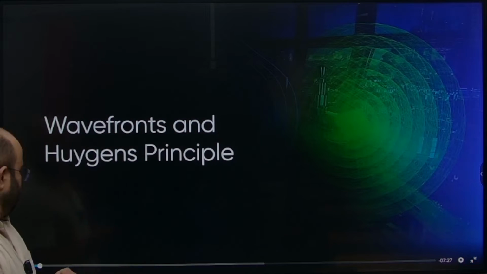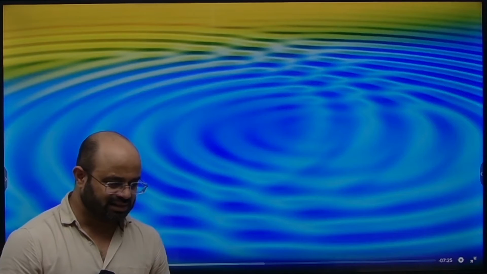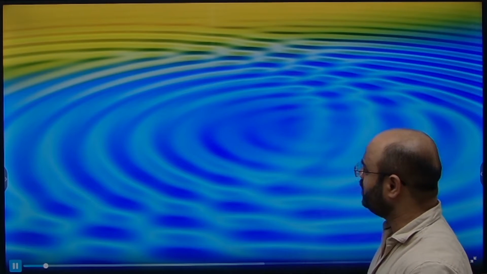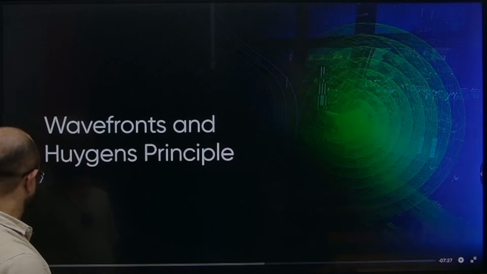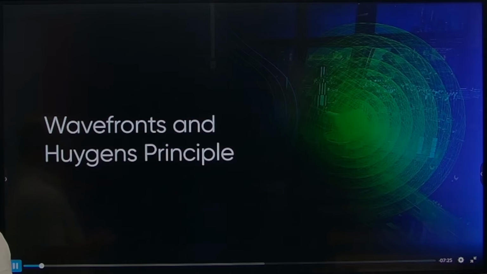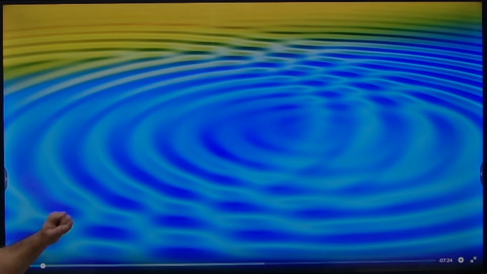So Newton proposed light is a particle, made up of particles, and Huygens proposed light is made up of wavefronts. Now what we are going to see is what exactly is a wavefront. This is the first picture that I want to show you, I created an animation for clarity.